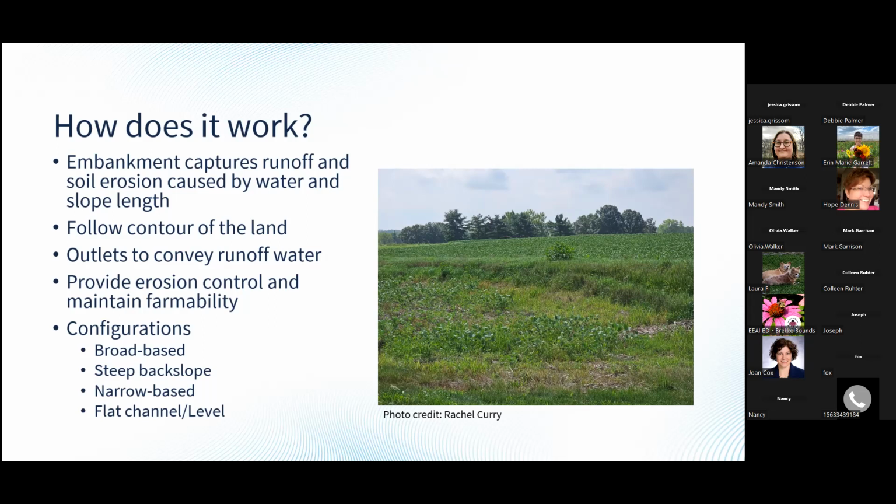And there are 4 different configurations of terraces. You have the broad-based, which is farmed on both sides and is typically used on more uniform or gently sloping fields. You have the steep back slope, which has a steep downstream slope in permanent cover. The narrow-based configuration, which is steep on both sides and it has to have permanent cover planted on both sides. And then there's the flat channel or the level, and that's used to conserve moisture as well as provide erosion control.